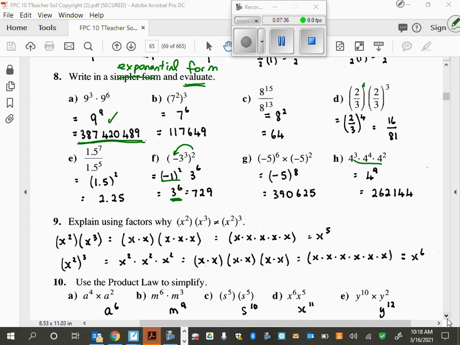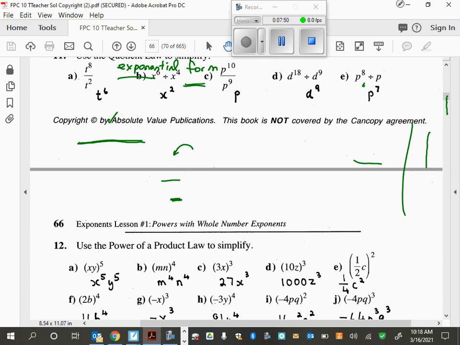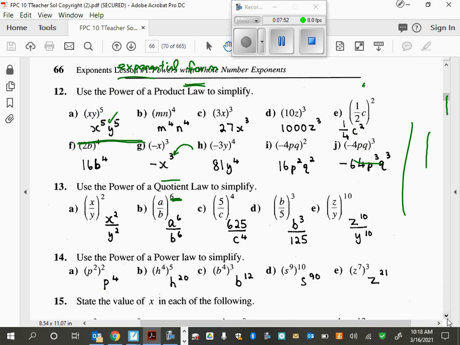Next. Where do I want to go? 12D, I guess. What's going on? No, can't do that. 12D. I wanted to look at that for some reason.